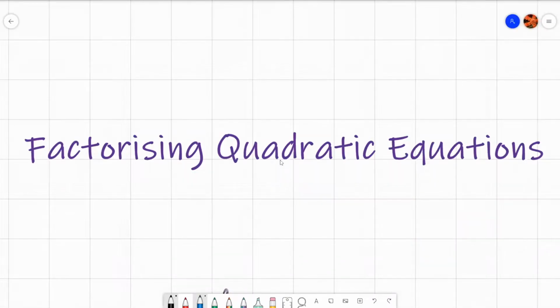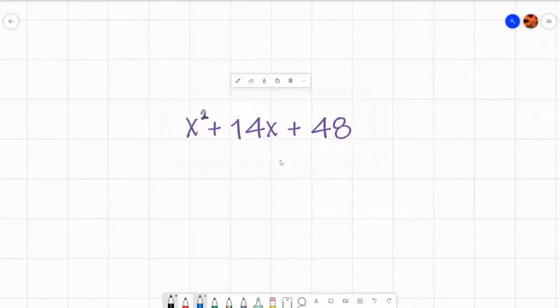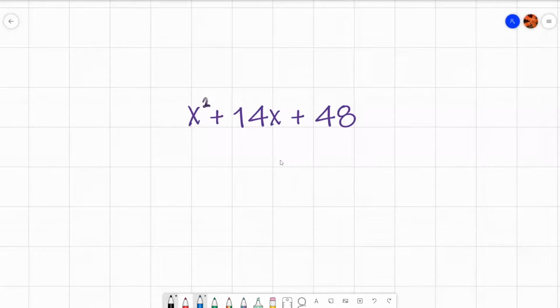Factorising quadratic equations. Let's have a look at how to factorise quadratic equations. Here is an example of a quadratic equation, x squared plus 14x plus 48. How do we factorise this quadratic equation?